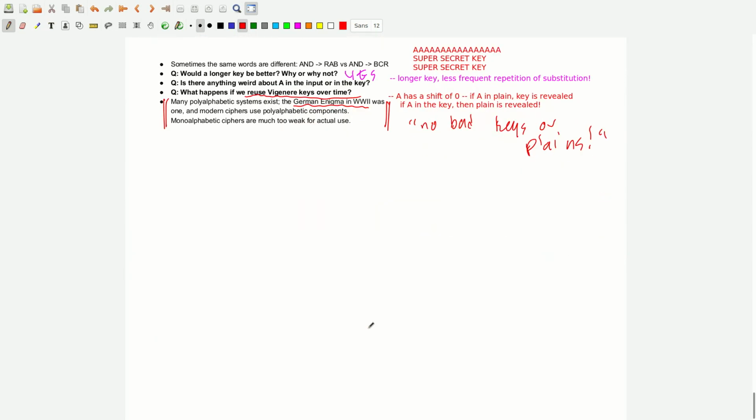All right, that's where we're going to end today, talking about substitution ciphers. So we talked about monoalphabetic, where there's one output alphabet. We talked about polyalphabetic, where there are multiple output alphabets, and we talked about what we want them to do. That's where we'll stop.